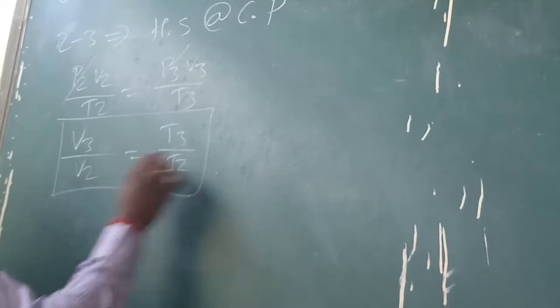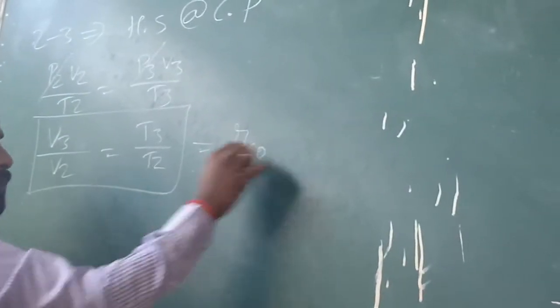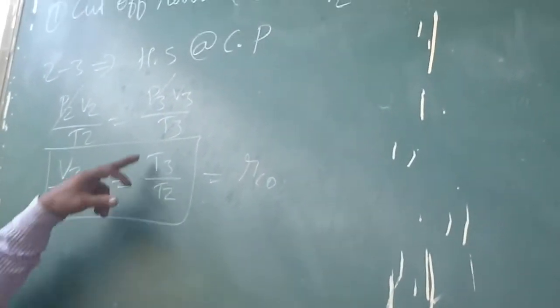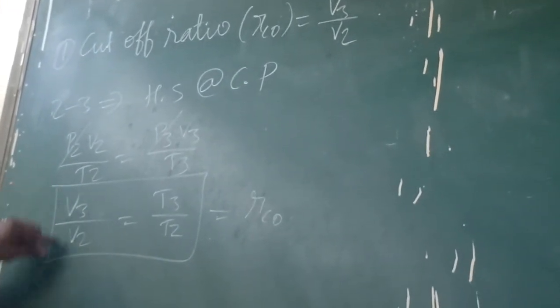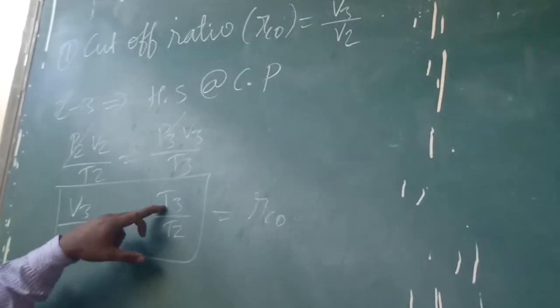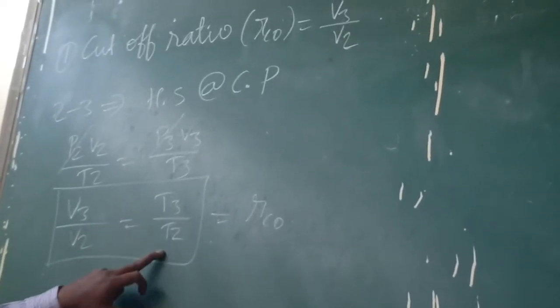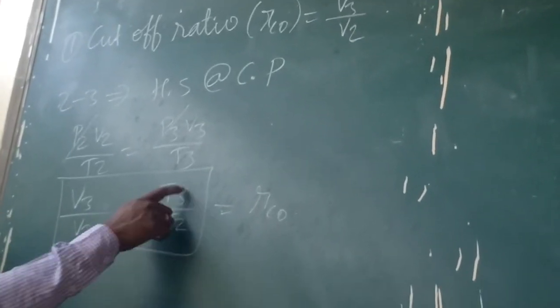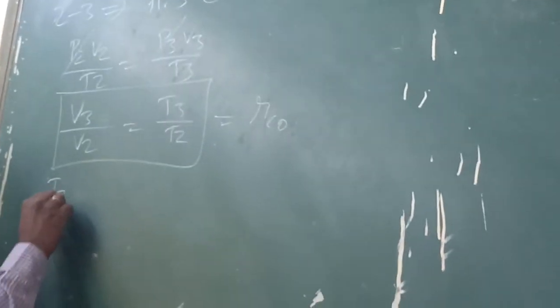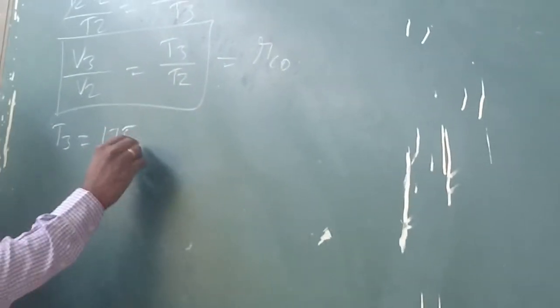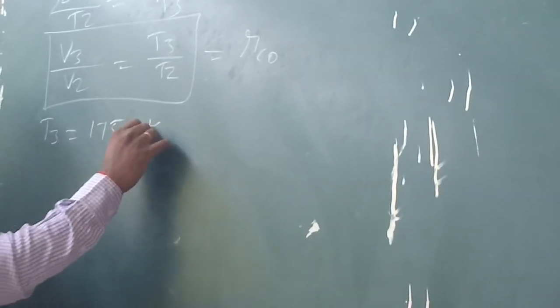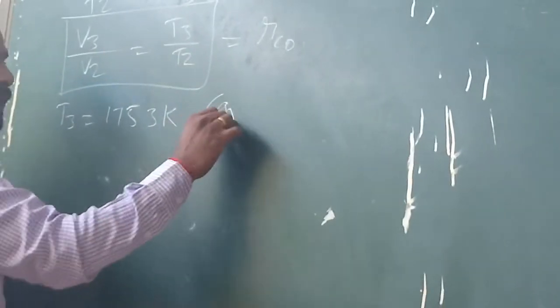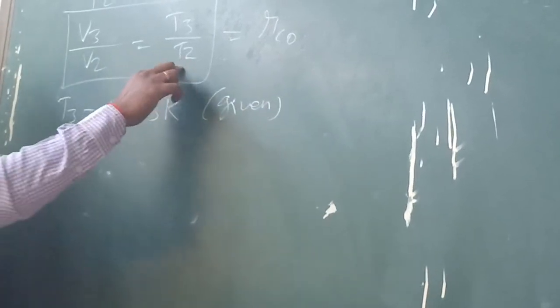So this will be equal to what? rco, the temperature ratio T3 divided by T2, equals V3 by V2. I want to calculate V3 by V2, and for that I should know T3 and T2. T3 is given in the problem, T3 equal to 1753 Kelvin. And I need to find out T2.